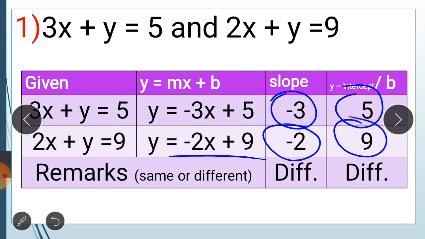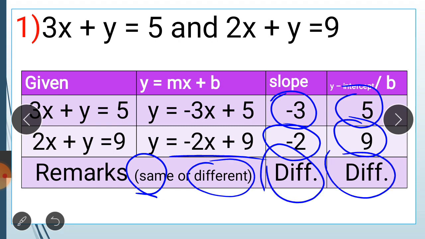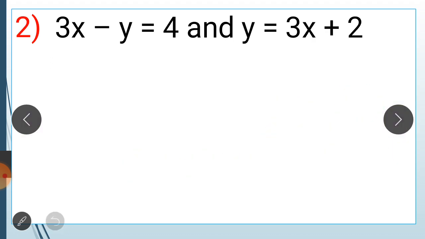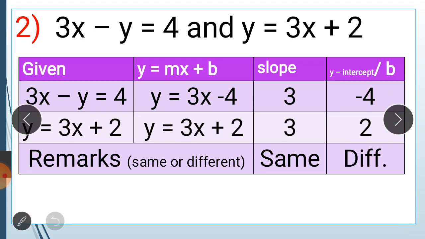So we have a remark here. You just have to indicate whether the slopes are the same or different. So in this case, we have different slope and different y-intercept. Later, you're going to know why we have these kinds of remarks. Okay, so this is for number 1. For number 2, this is the answer.